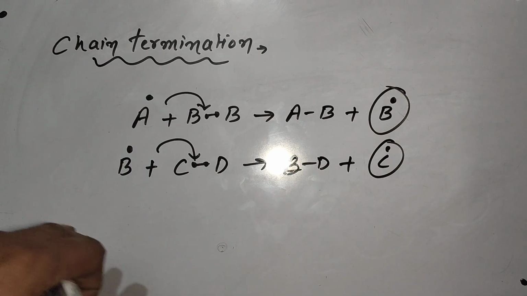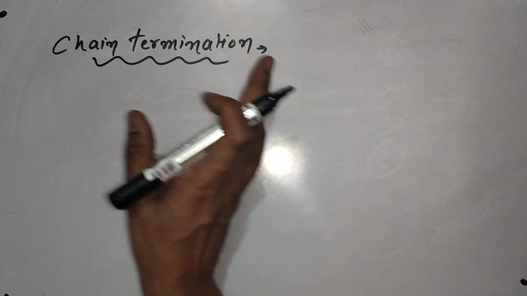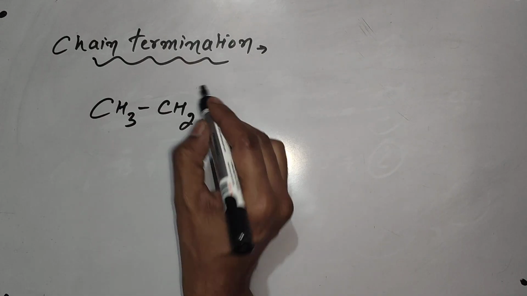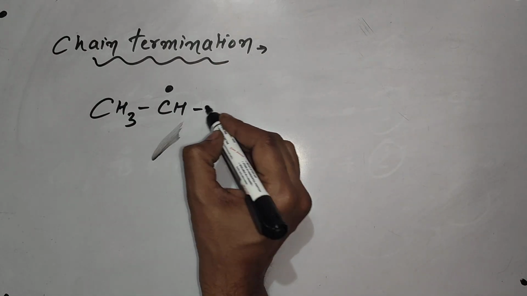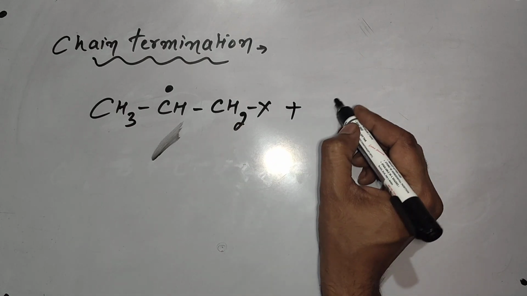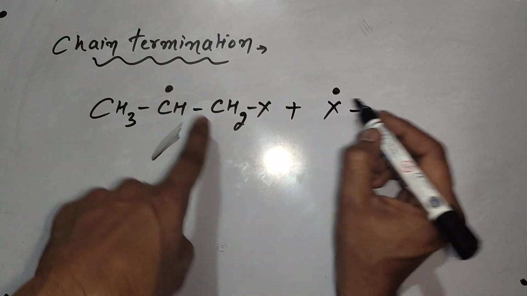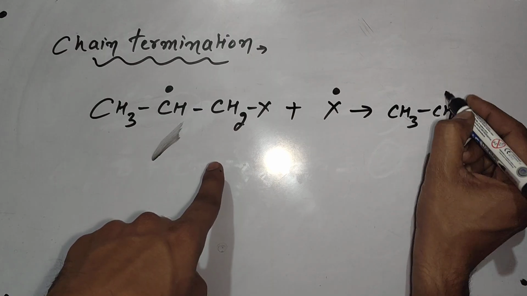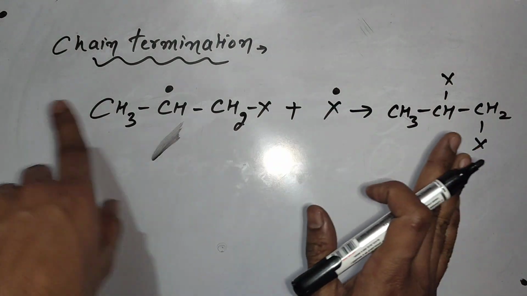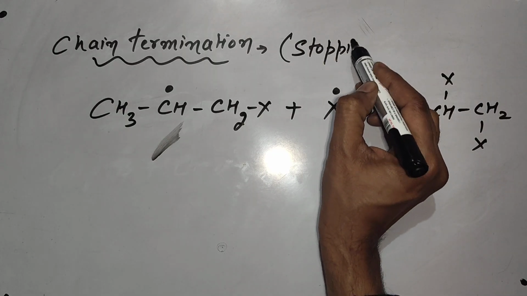But in chain termination steps, we write those steps which can end the reaction. For example, in this whole process some free radicals were generated, like this one, and the X free radical. Now suppose these two radicals combine with each other, the unpaired electrons pair up, and a bond forms. This will be the product. This reaction we write in chain termination, as a chain stopping reaction.